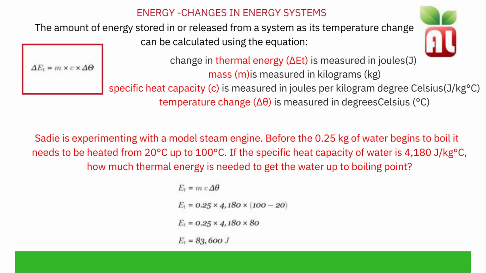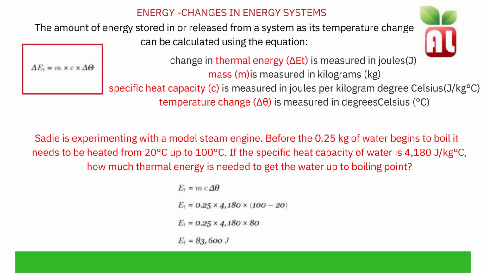If the units for specific heat capacity are in kilojoules per kilogram degrees Celsius, then the change in thermal energy will be in kilojoules. Specific heat capacity is defined as the energy required to change the temperature of 1 kilogram of substance by 1 degree Celsius.